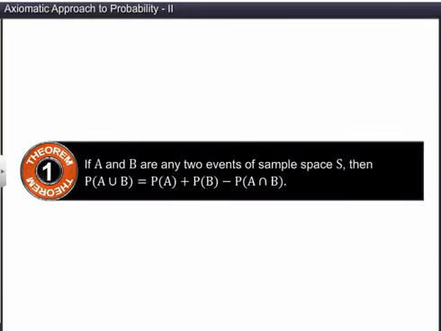Let's prove a theorem on the probability of event A or B, where A and B are events of a sample space. This theorem states that if A and B are any two events of sample space S, then the probability of event A or B is equal to the probability of A plus the probability of B minus the probability of A and B.